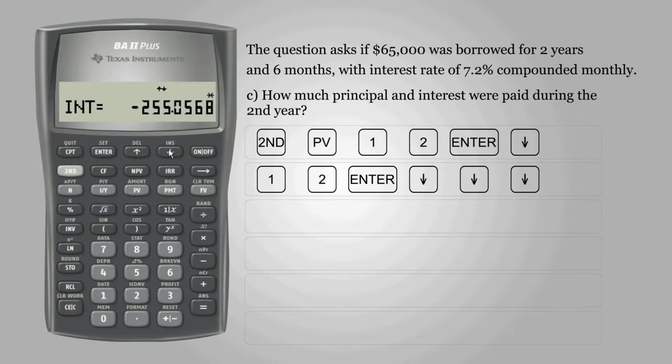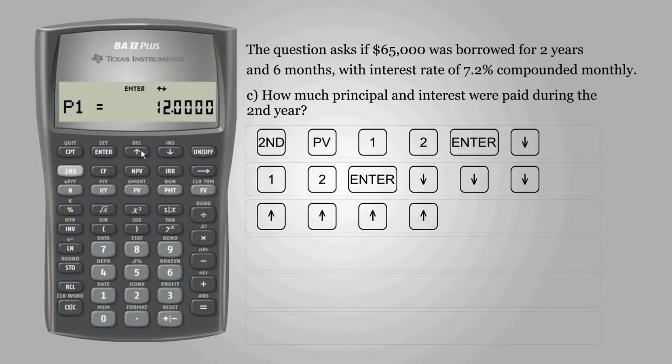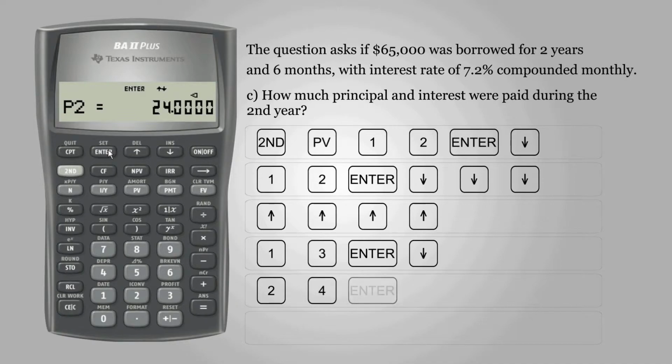For part C, since we are interested in the second year, the beginning period is 13. Enter 13 for P1 and enter. Press the downward arrow, enter 24 and press enter again.